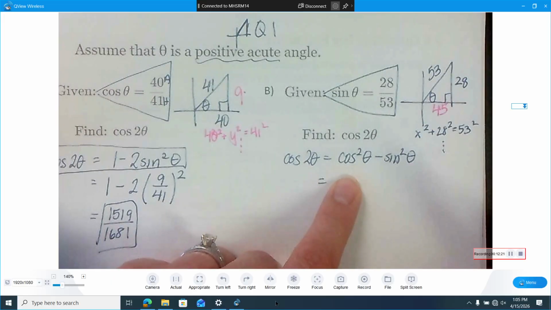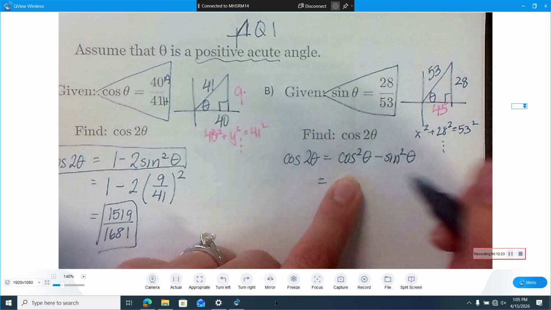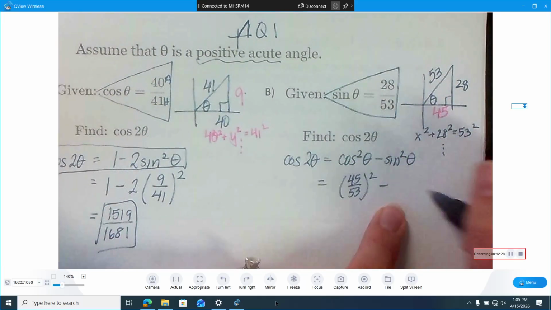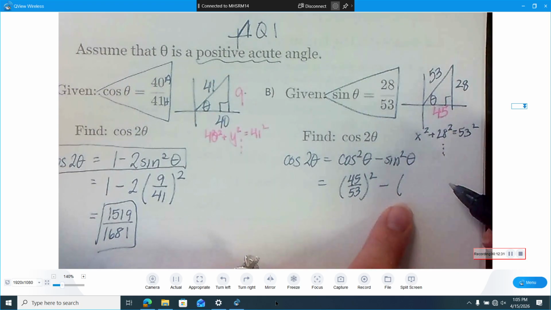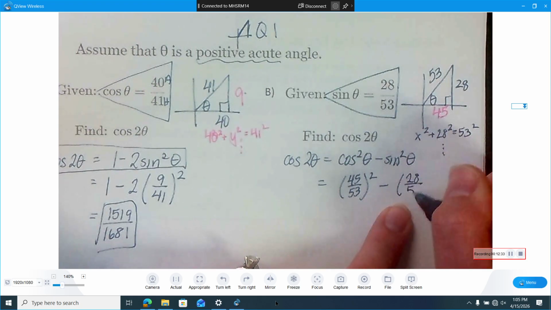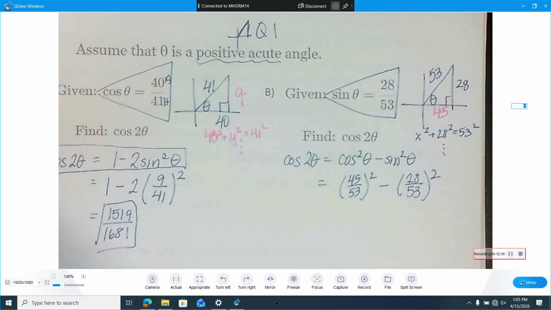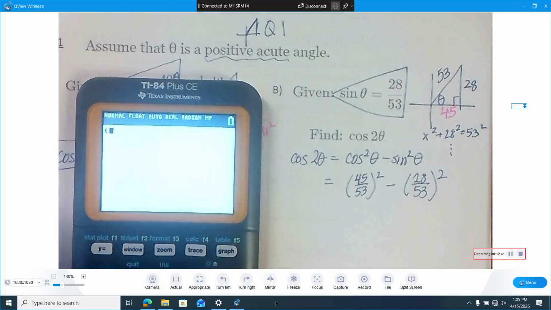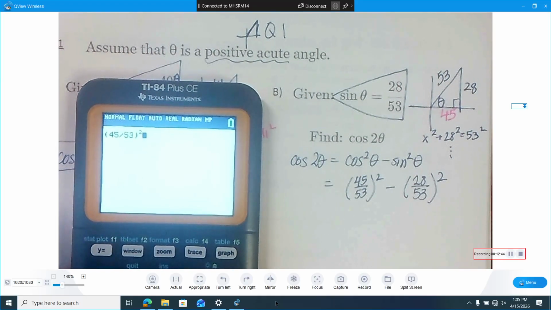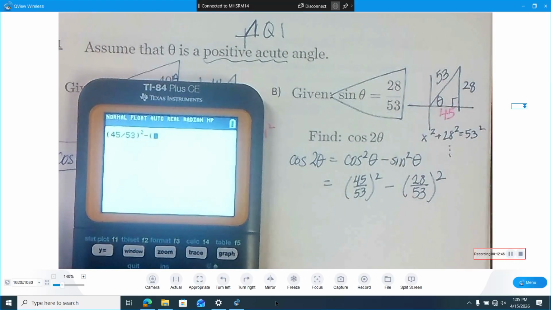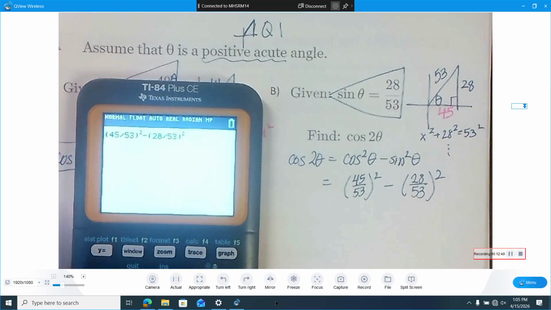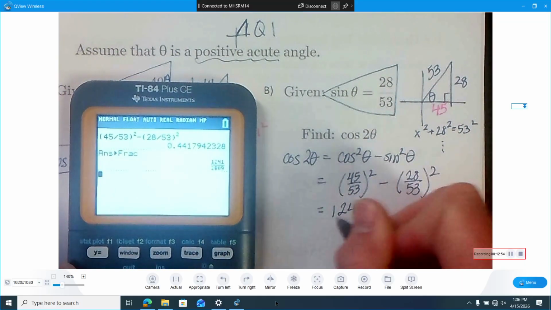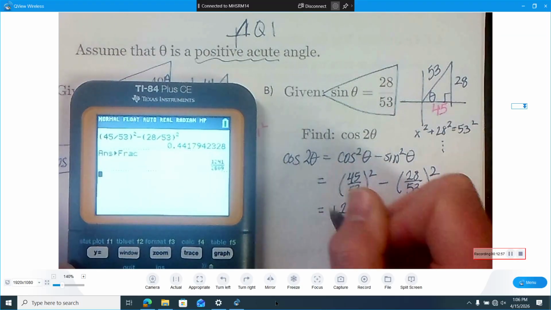So looking at my picture then, what is cosine? 45 over 53 and square it, minus sine theta, which we already have, 28 over 53, and square that. So again, really easy, and it's just calculator work from here. 45 over 53 squared minus 28 over 53 squared. Math fraction, and I get 1241 over 2809.